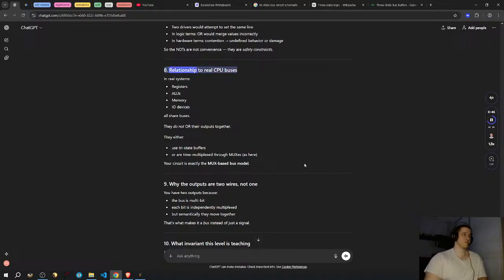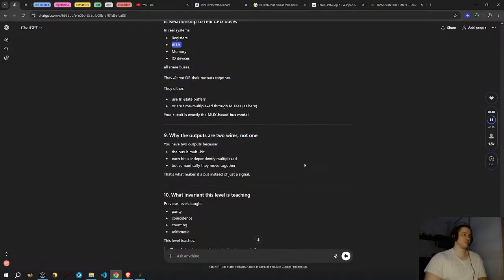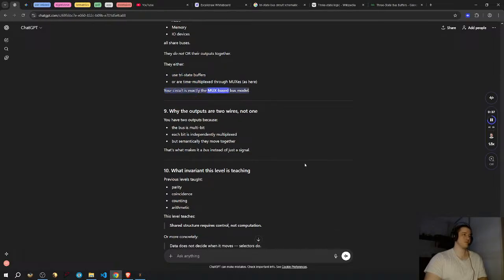8. Relationship to real CPU buses. In real systems, registers, ALUs, memory, and I/O devices all share buses. They do not OR their outputs together. They either use tri-state buffers or are time multiplexed through muxes as here. Your circuit is exactly the mux-based bus model.